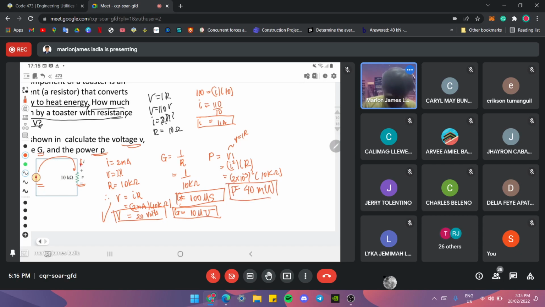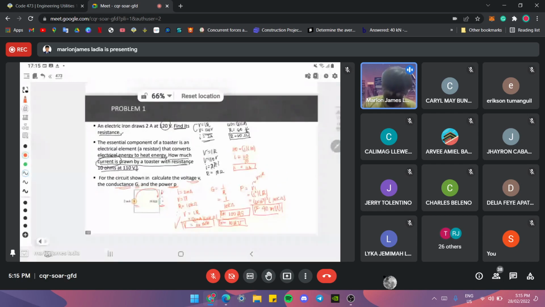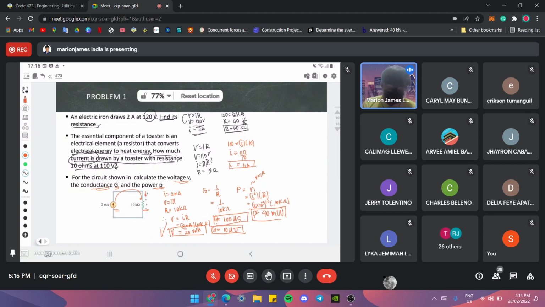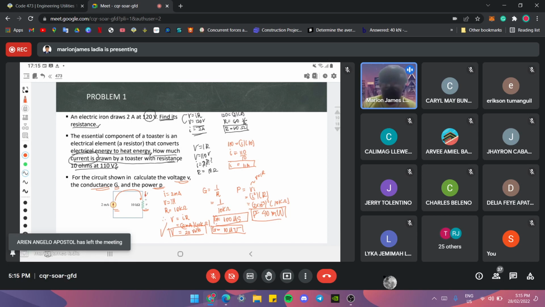Okay? So ganun lang ating Ohm's law. V equals IR, or P is equal to VI, and then gamitin natin yung Ohm's law. And then of course, yung G natin or yung conductance natin is always equal to 1 over R. Okay? Next.